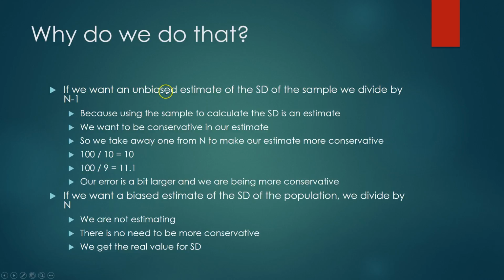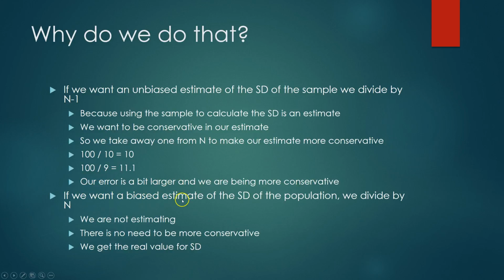So if we want an unbiased estimate of the standard deviation of the sample, we divide by n minus 1. Because using the sample to calculate the standard deviation is an estimate, and we want to be conservative in our estimate. So we take away 1 from n to make our estimate more conservative. And here's an example. Assuming that my n is 10, if I were to divide 100 by 10, I get 10. But if I drop n by 1 down to 9, divide 100 by 9, I get 11.1. It's slightly higher error, slightly higher standard deviation, but again, it's allowing me to be more conservative because I am inferring the population standard deviation based on my sample.